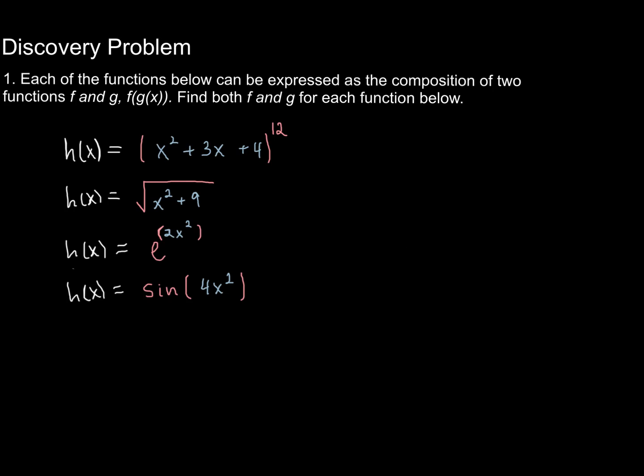So the discovery problem has two parts. The first part is for each of the functions below, they're all called h of x. They can be expressed as the composition of two functions, f and g, as f of g of x. Find both f and g for each function below. So go through, find f and g, and then press play. We'll talk about this, and then you can move on to part 2.